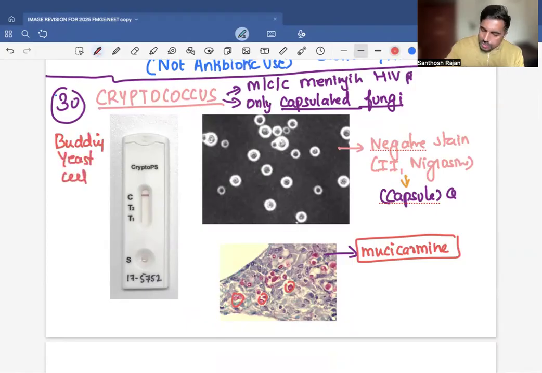How does it look when you do a Gram stain? That picture also they can give. It will look round with a budding yeast cell like this. If it is oval, then it will be more Candida. If it is round, with a capsule, there should be a capsule with a budding yeast cell coming out. So if you have a picture like this, then that is your typical cryptococcosis. Okay, remember, very important. That can be a question.